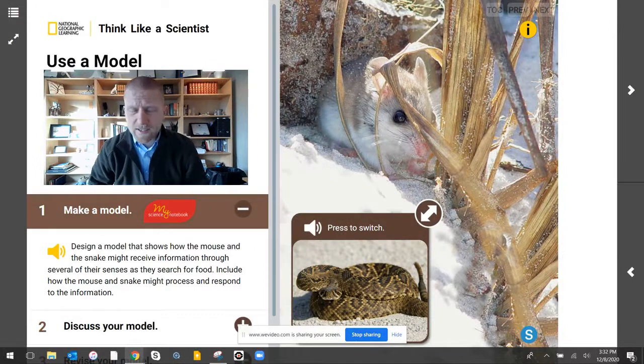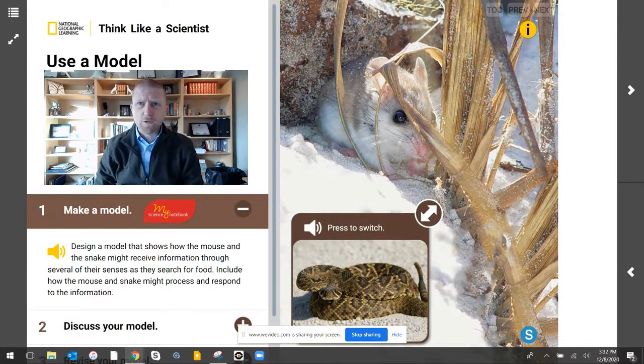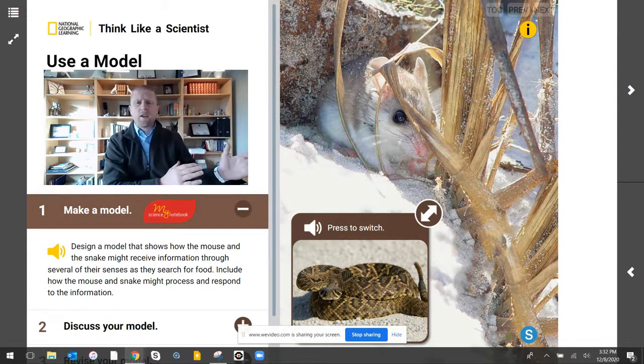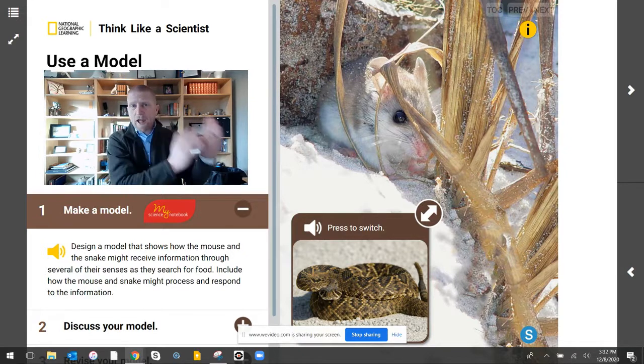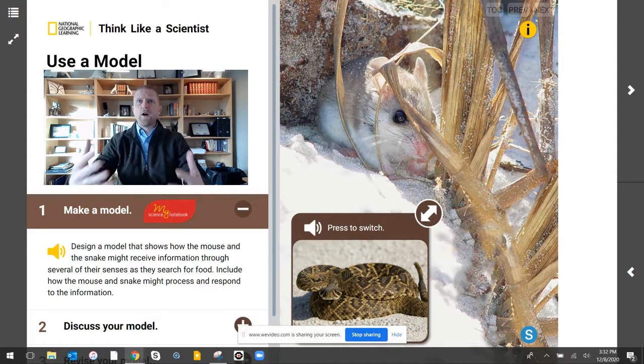Welcome back, scientists! I am Mr. Steier, and this is Mr. Steier's classroom. Today, we are going to use models to describe how animals receive, process, and respond to information. You know that we've been talking a lot about plant structures, then animal structures, then animal senses, how animals receive those senses, and then what they do once they have that information from those senses we've talked about.